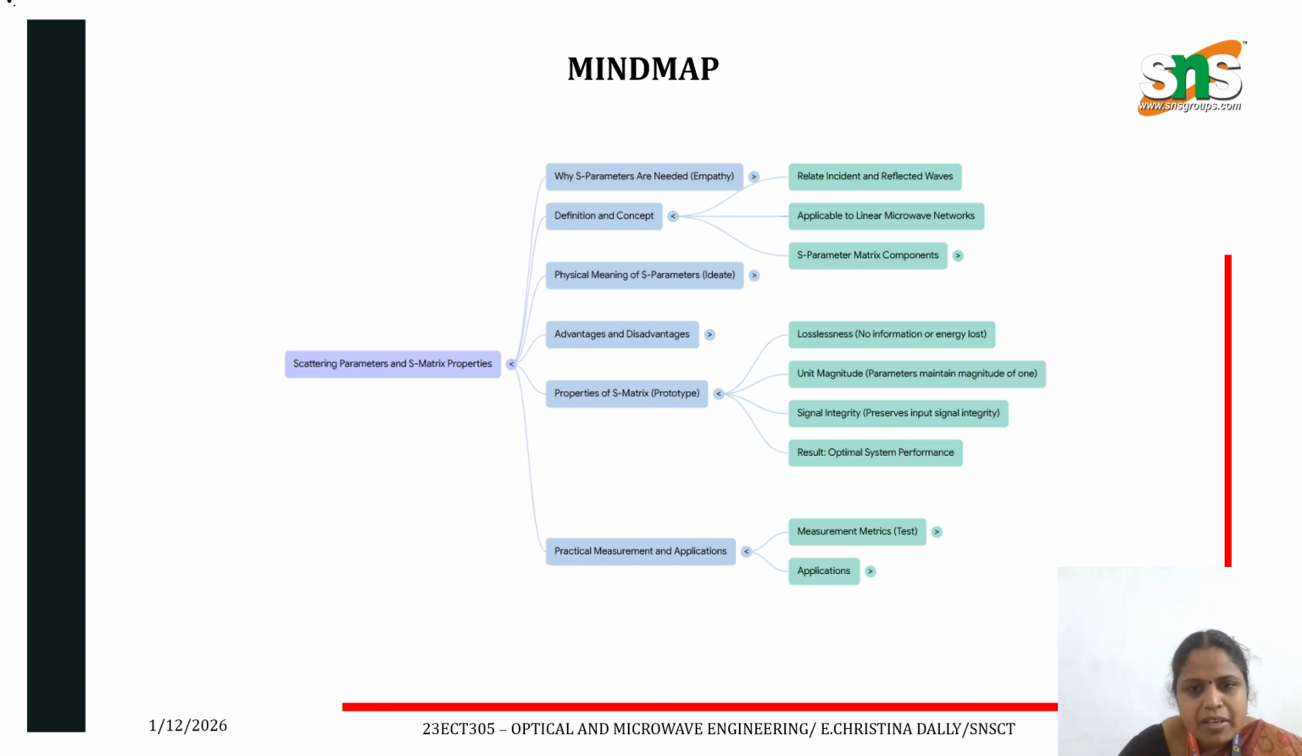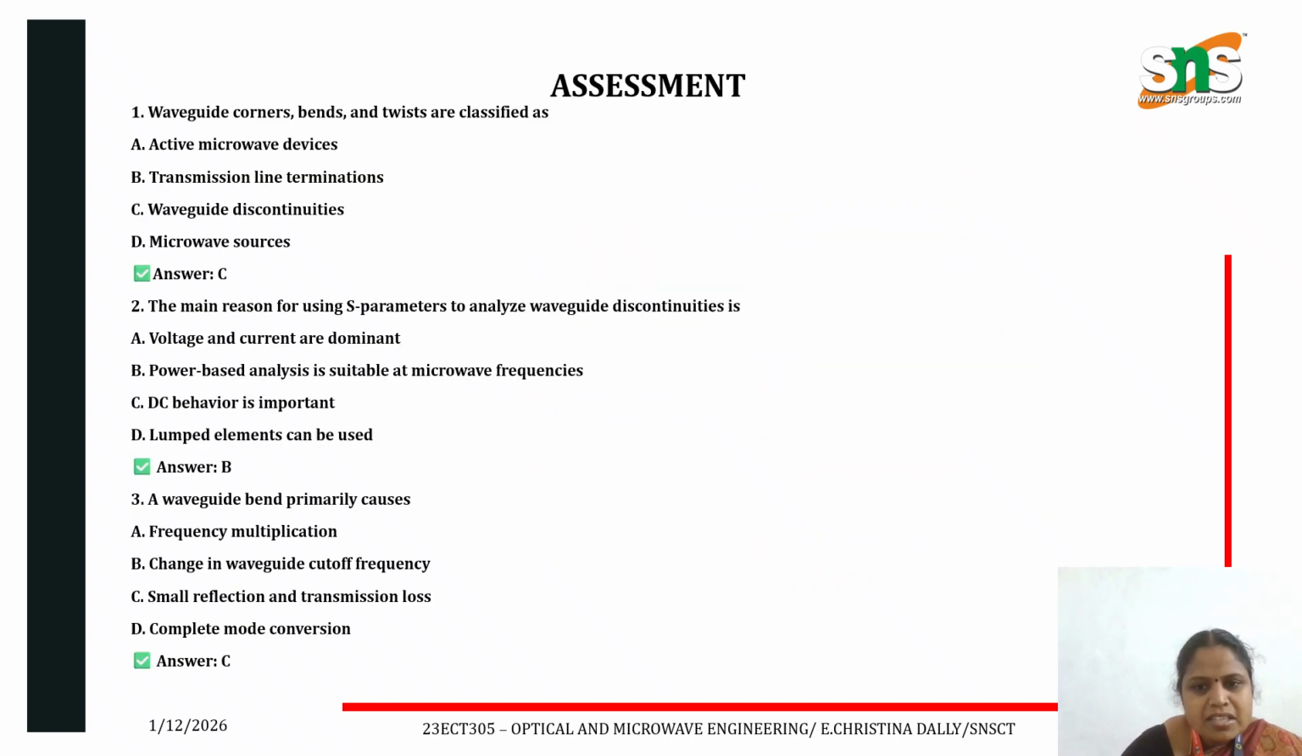So this is the mind map. We know why we are going for these S parameters and what are all the components that have been used, how the properties of the S matrix are related, what are the measurements we are taking, and what are the applications involved in this. As I have mentioned, there are so many disadvantages in the low frequency parameters, and that is why we are going for the high frequency parameters.